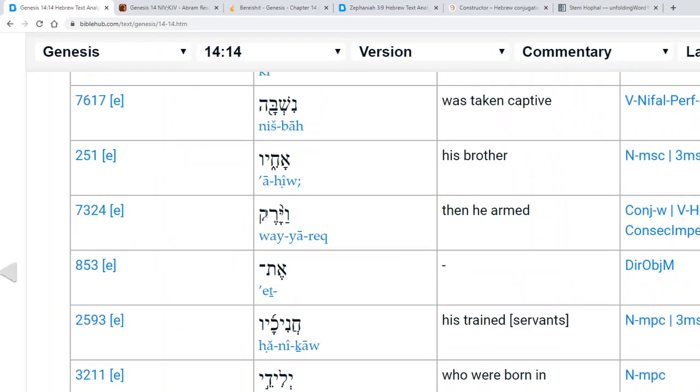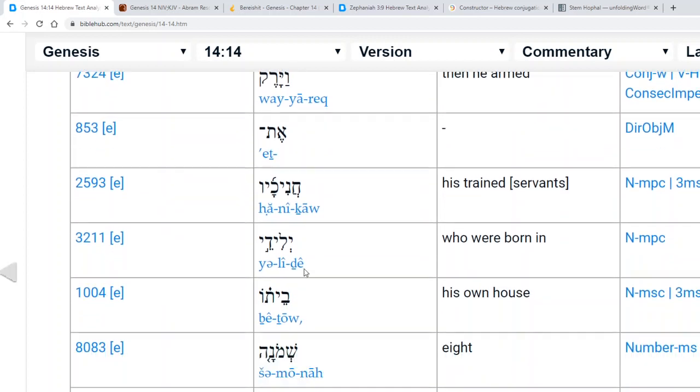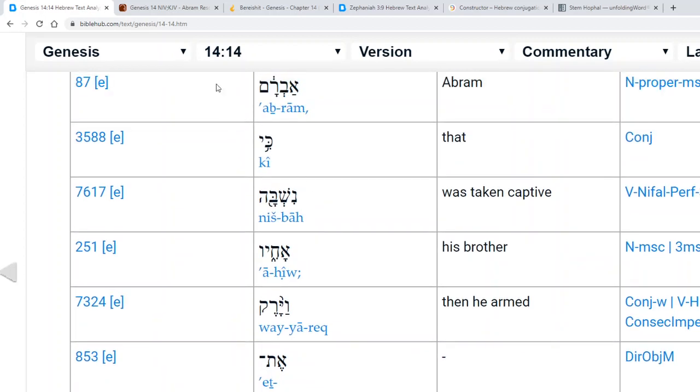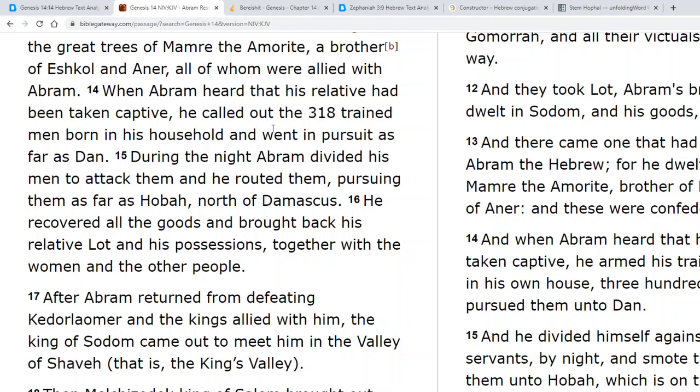So they're translating it as like he called them out because it's vayarek, right? He emptied out. I would say he emptied out his house, right? These people were born in his house and he emptied them out. He told them to go out, right? He sent out. That's what I would do. He called out the 318 trained men born in his household and went in pursuit as far as Dan.